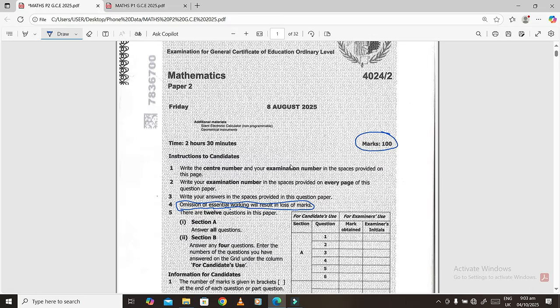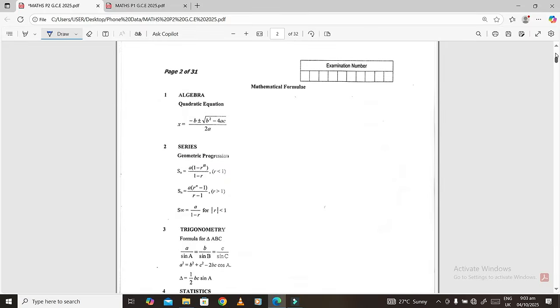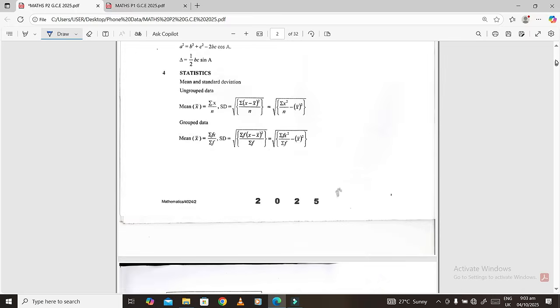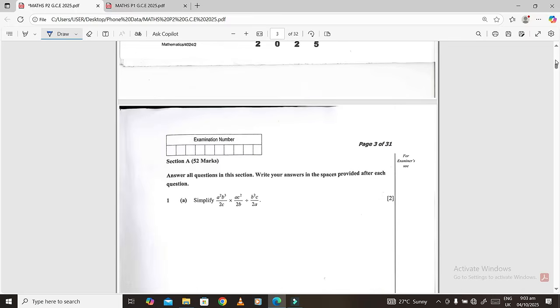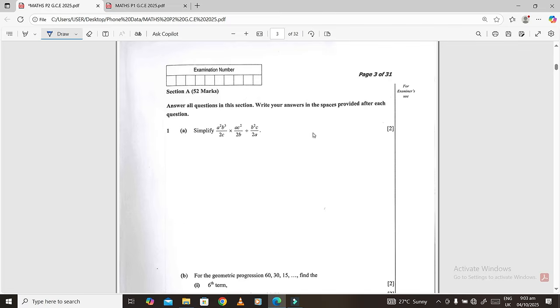So guys, you have to make sure that you do show all your steps in order for you to get good marks. So you can see the first page here, it's a page of formulas to use. As we meet questions which require us to use the formulas, we'll go back to that page and be able to pick the formulas we can use.